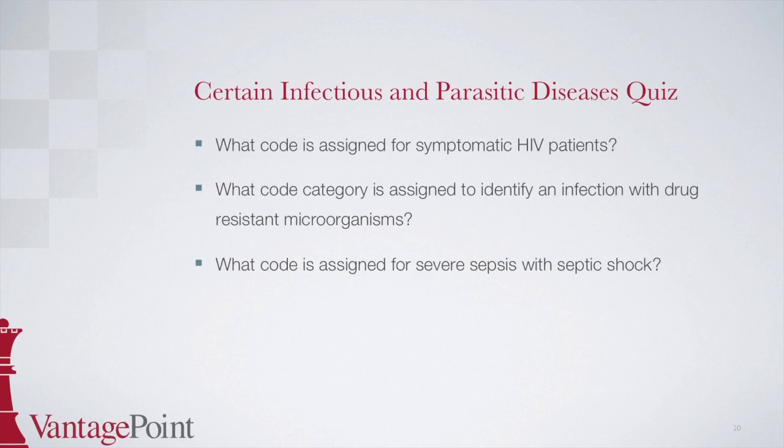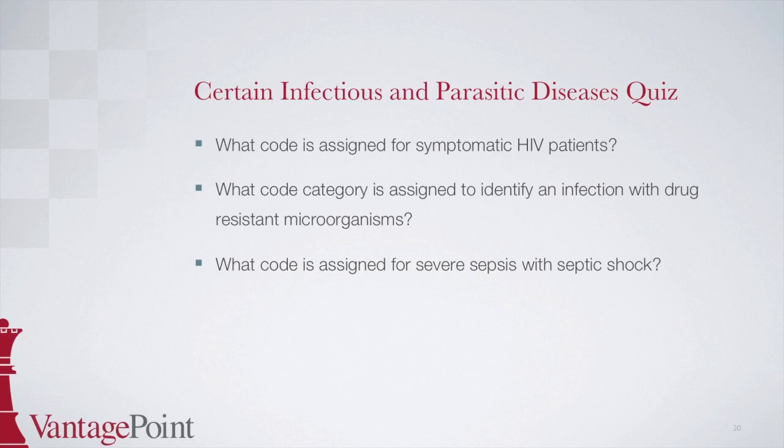Now it's time for our quiz. Our first question is, what code is assigned for symptomatic HIV patients? Our second question, what code category is assigned to identify an infection with drug-resistant microorganisms? Our final question is, what code is assigned for severe sepsis with septic shock? You can pause the webinar to write down your answers and then hit play to find out if you were correct.